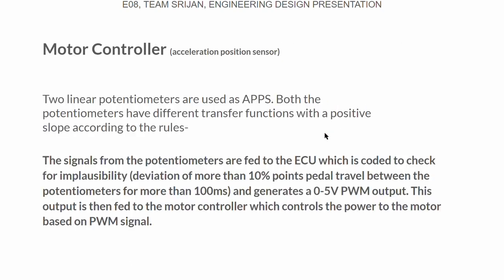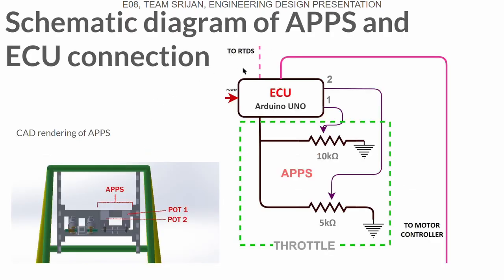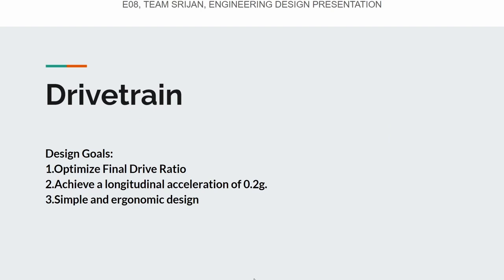Motor is connected between B plus and M pins. Signal from acceleration pedal position sensor goes to ECU, which generates a 0 to 5 volt pulse width modulated output, which is fed to the motor controller. The motor controller on the basis of this PWM controls the motor. It's a schematic diagram of APPS and ECU connection. As you can see from this diagram, high pulse width means high average voltage, which means high speed of the motor. So now we will discuss about the drivetrain.